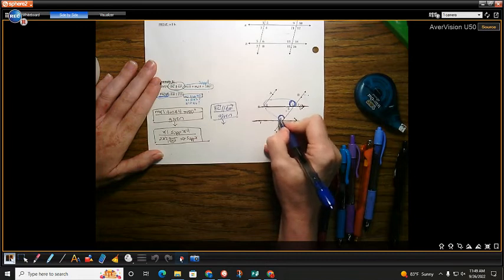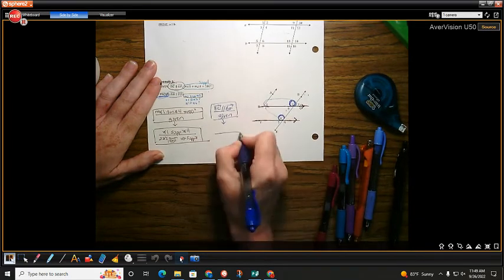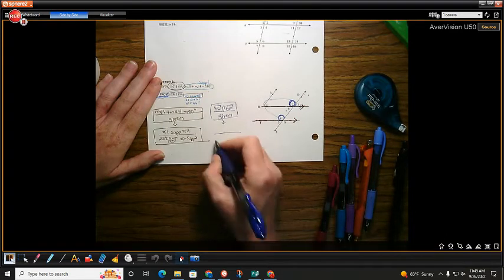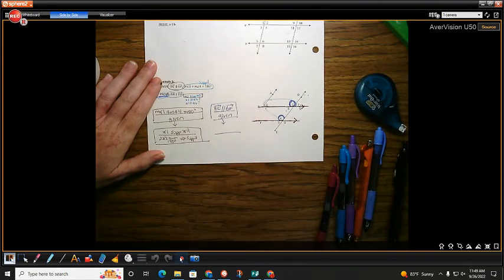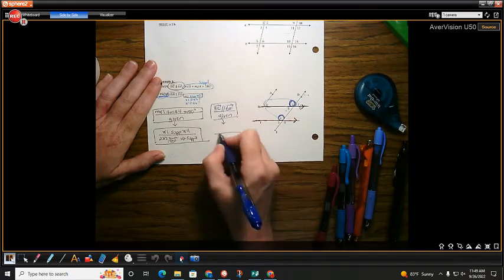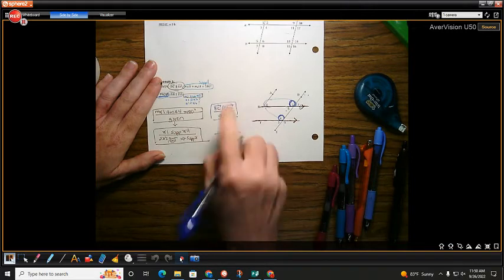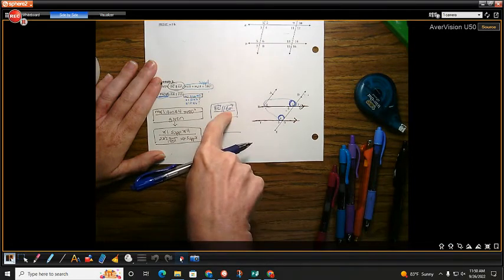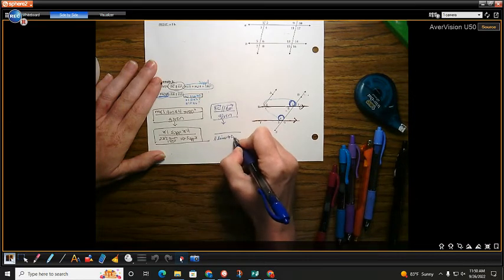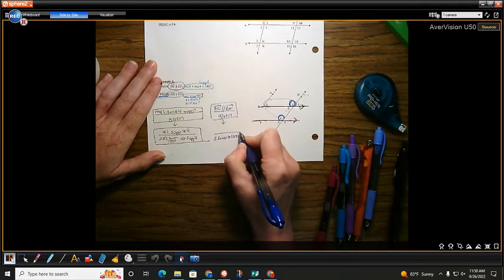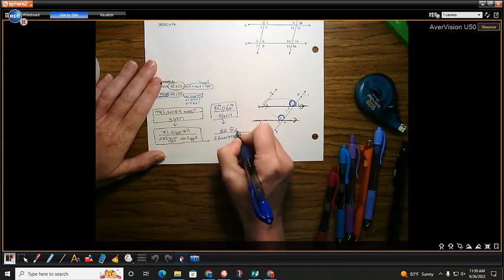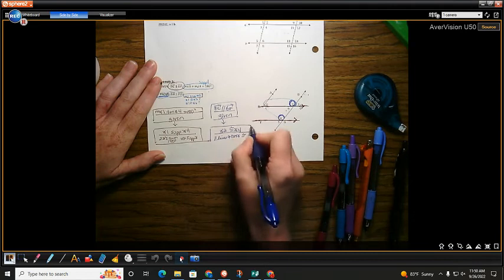It's corresponding to angle 4. Could you do the angle 2 and angle 3 are a linear pair, if you wanted? Yeah, that's another version of the proof. Very good. So I know these are corresponding. So what did I start with? Parallel lines. So the parallel lines, what does that imply about my corresponding angles? That they're congruent. So now I can say angle 2 is congruent to angle 4.